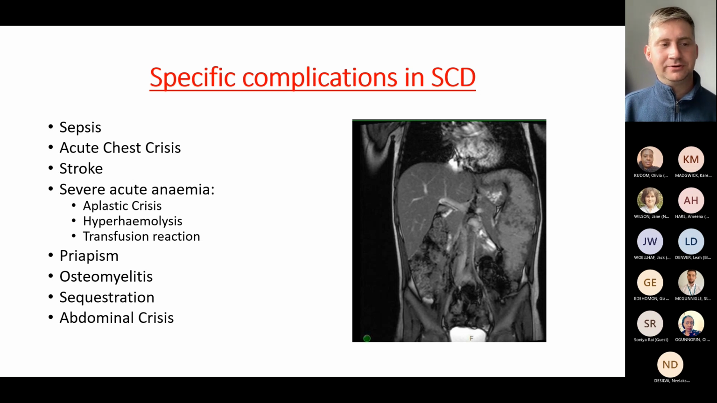Acute chest syndrome or an acute chest crisis, this has quite a high mortality rate. It comes on quickly, patients deteriorate quickly, and if it's not treated early enough or treated aggressively enough, then we might have poorer outcomes for our patients.